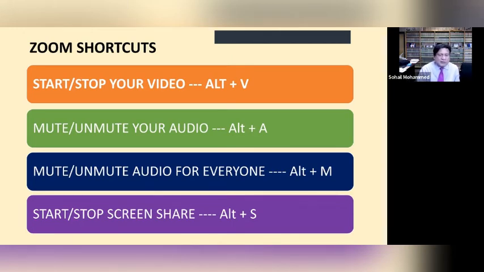And start and stop screen sharing, Alt S. These are some of the keys or shortcuts that you want to have handy, right on a yellow sticky on your screen, to use them.